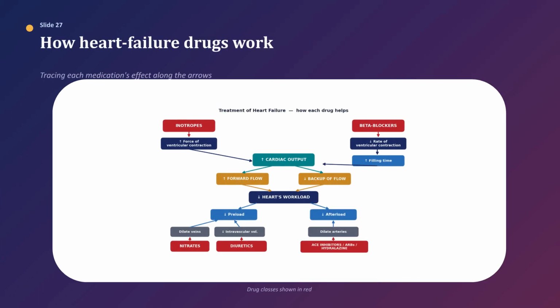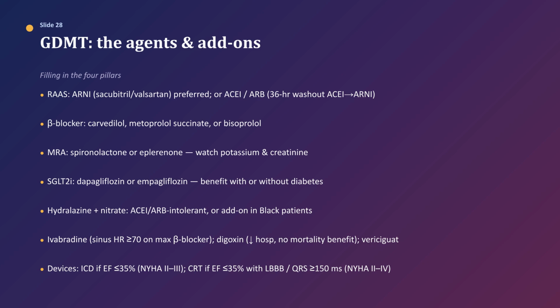Inotropes increase contractility, while beta blockers slow the heart, allowing better filling. Preload is managed by diuretics and nitrates, while afterload is reduced by ACE inhibitors and other vasodilators. Each drug class is specifically targeted to fix a piece of the heart failure puzzle. When implementing therapy, specific agents matter.